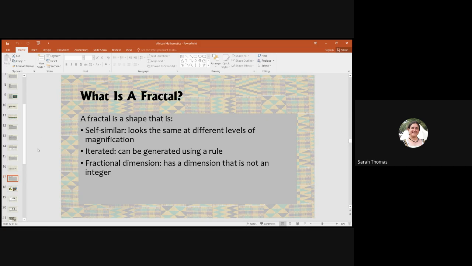Fractals also have fractional dimension, and this is some higher math stuff. I'm not going to get into exactly how we calculate it, but it's basically like a straight line is one-dimensional and a plane is two-dimensional, but anything that's in between that, not quite a straight line, more than a straight line, but not quite an entire plane, is going to have a fractional dimension between 1 and 2.